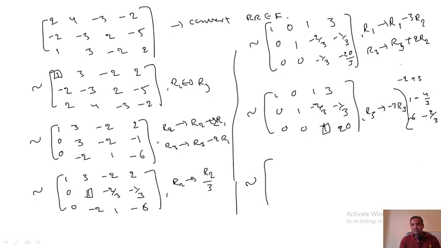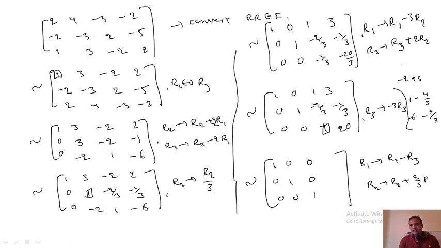Using this pivot, convert these two elements to zeros. That means 1 0 0, 0 1 0, 0 0 1. You have to need this one. That means you have to apply R1 is R1 minus R3. You have to apply R2 is R2 plus 2 by 3 R3. Now what will change in this one? That 3 minus 20. 3 minus 20 is minus 17.